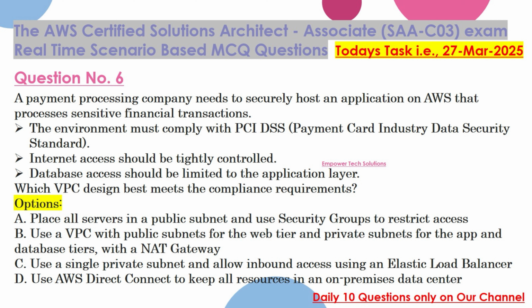Options: A. Place all servers in a public subnet and use security groups to restrict access. B. Use a VPC with public subnets for the web tier and private subnets for the app and database tiers, with a NAT gateway. C. Use a single private subnet and allow inbound access using an elastic load balancer. D. Use AWS Direct Connect to keep all resources in an on-premises data center.